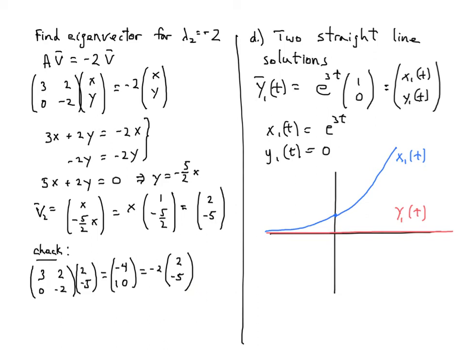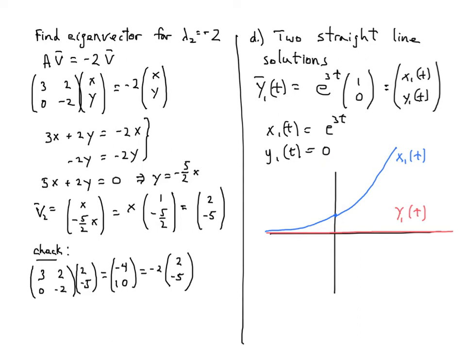Given these eigenvectors and eigenvalues, we can find two straight line solutions. The recipe for putting together a straight line solution is simply to say that the solution will be e to the eigenvalue times t, multiplied by its eigenvector. I've shown in another screencast that such a vector-valued function solves the differential equation. This has two components, an x1 and a y1 component. x1 of t is just e to the 3t, and y1 of t is just 0.